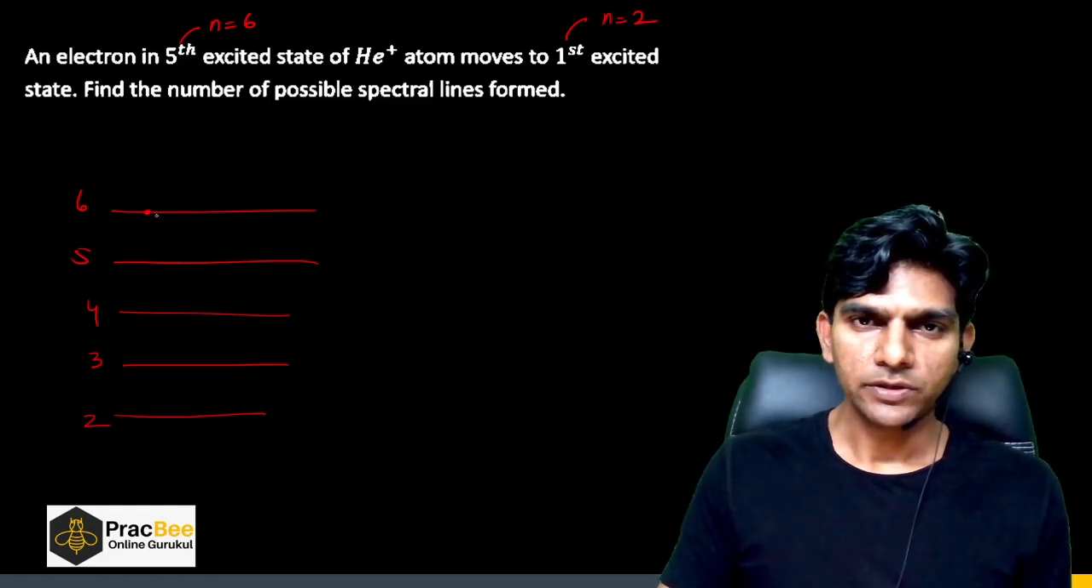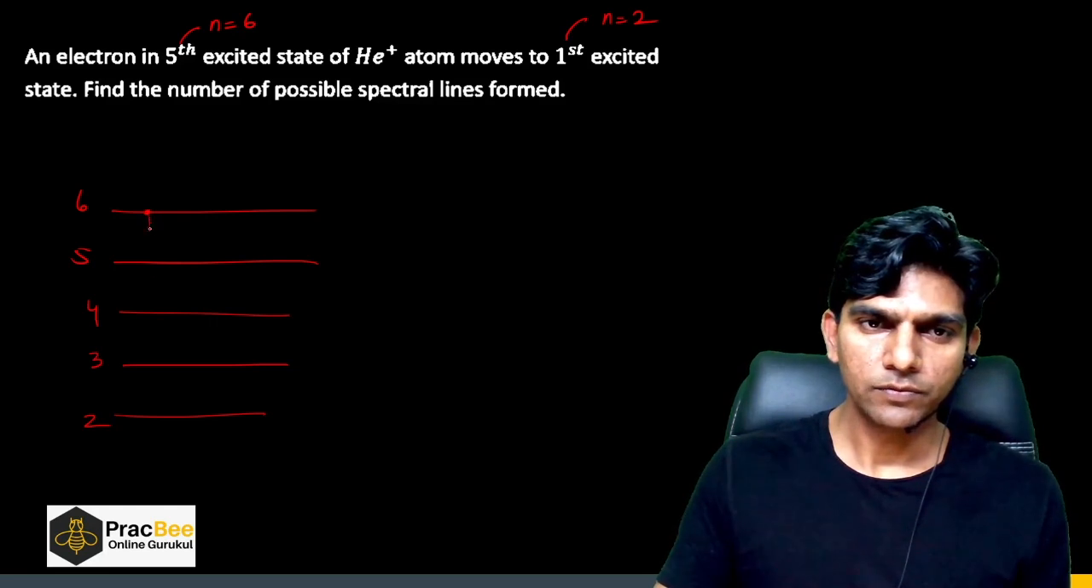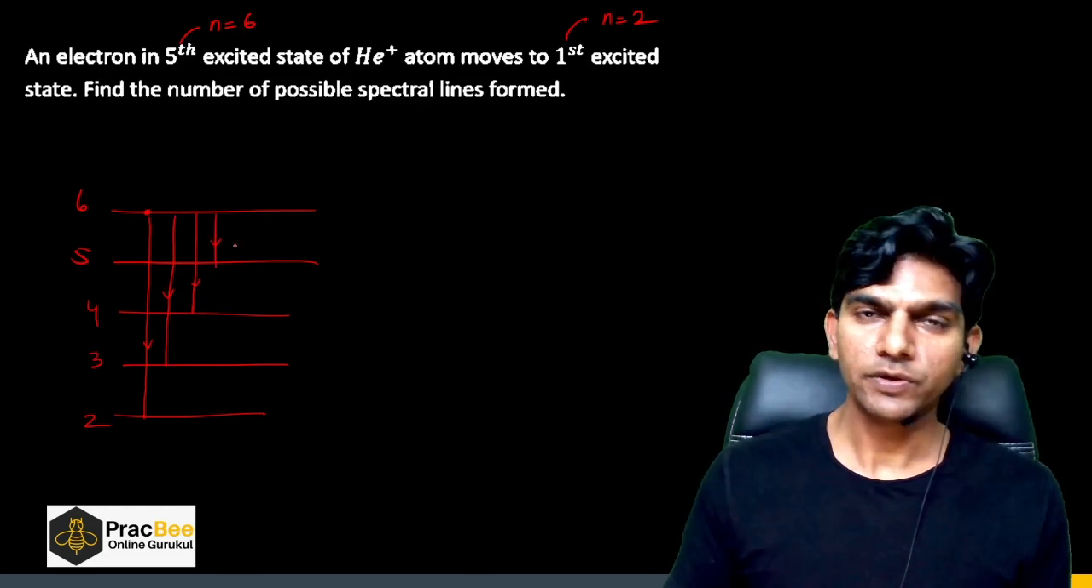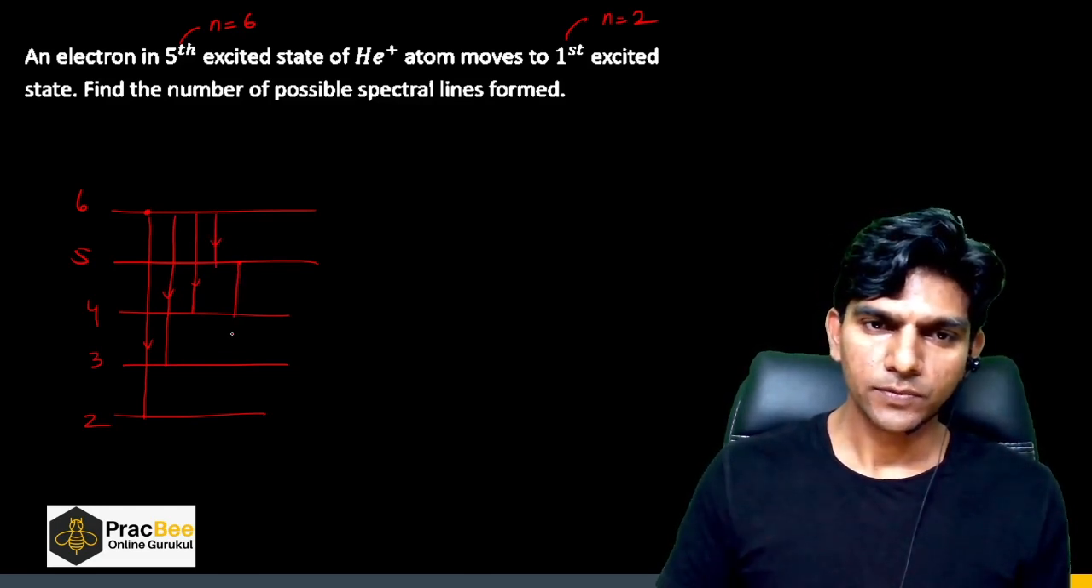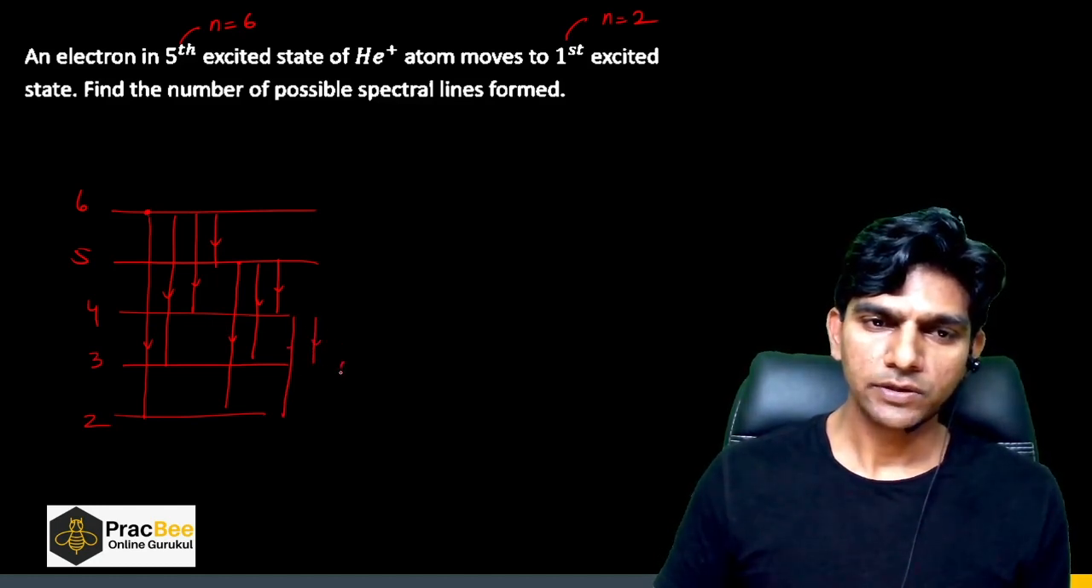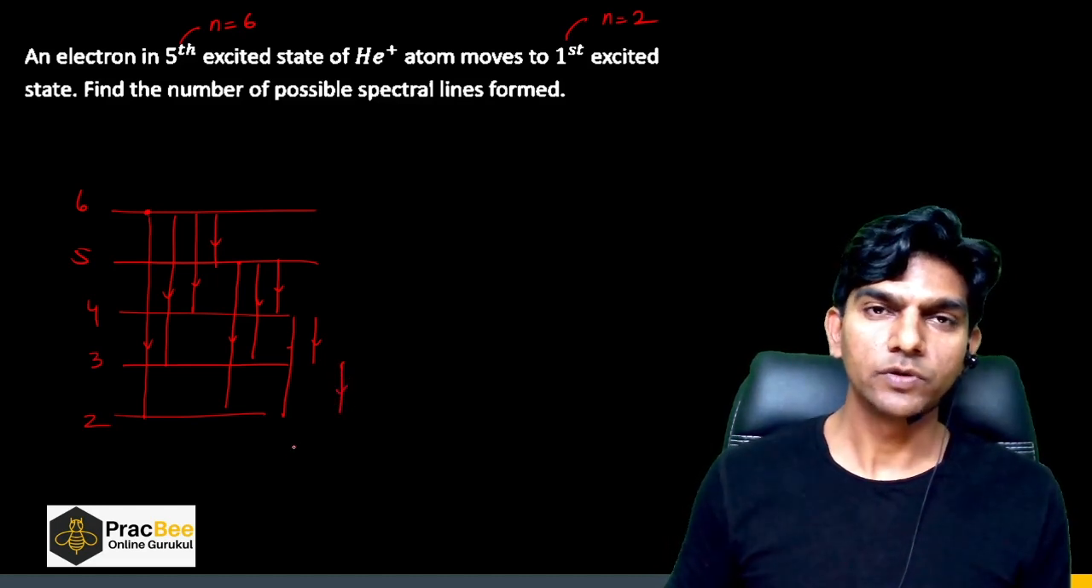Now if the electron is getting de-excited from the 6th energy level, how many possibilities are there? 1, 2, 3, 4, right? So we can have 4 spectral lines like this. If the electron is in the 5th, then we'll have 3, and if the electron is in the 4th, then we'll have 2, and like this, when the electron is in the 3rd, then we'll have only one spectral line.